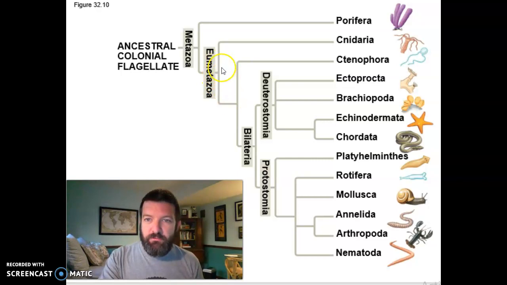And our first organisms to branch off here are Cnidaria and Ctenophora, which are like jellyfish and comb jellies, which are radially symmetrical and diploblastic. Then we have a group called Bilateria, where we had a bilaterally symmetrical common ancestor, and we separate this into two main groups, Deuterostomia and Protostomia, and these are all major phyla of organisms that we're going to discuss.